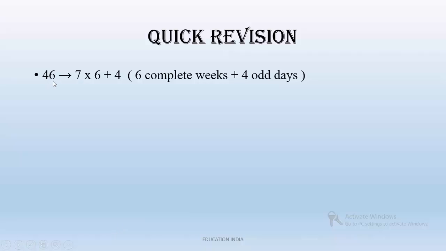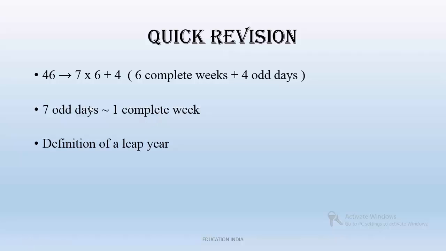Suppose the number of days in our calculation is 46. So the remainder when 46 is divided by 7 is 4. Hence 4 will be the number of odd days. Another thing to keep in mind is 7 odd days constitute one complete week. So 7 odd days will be equivalent to 0 odd days.